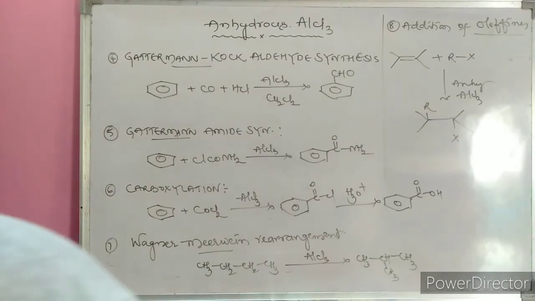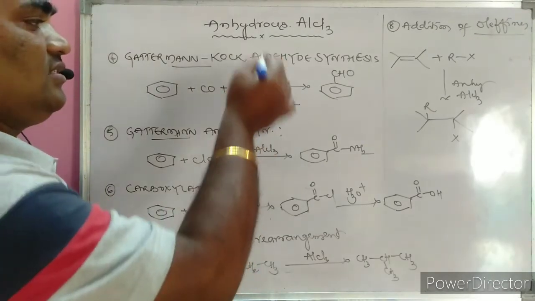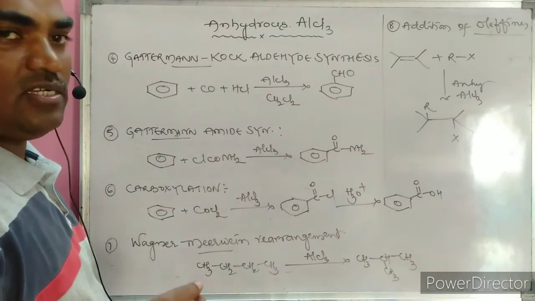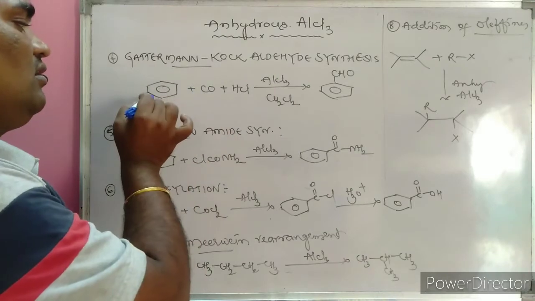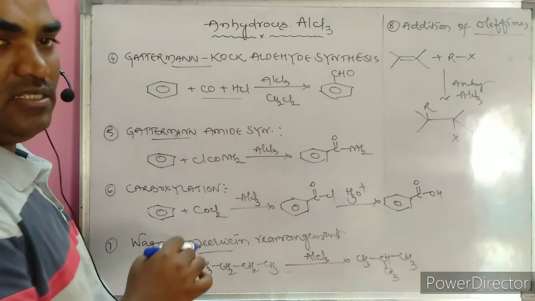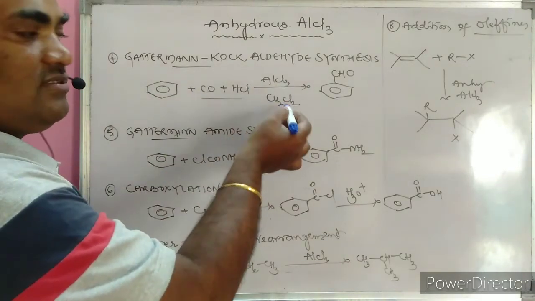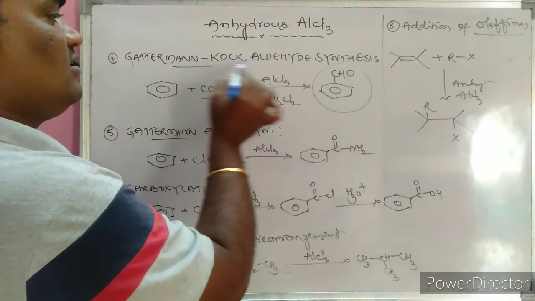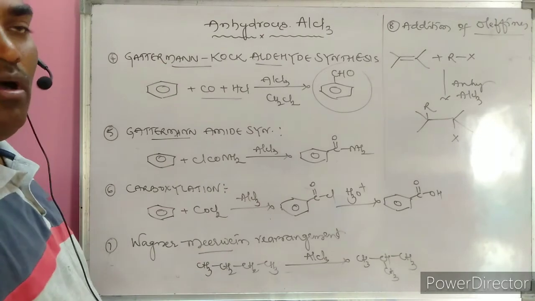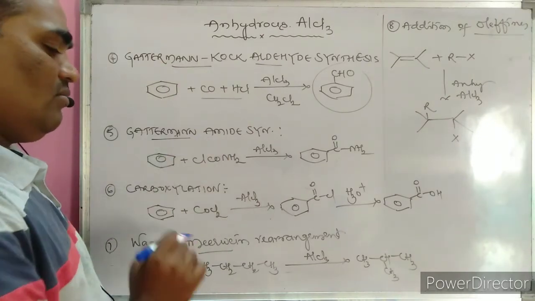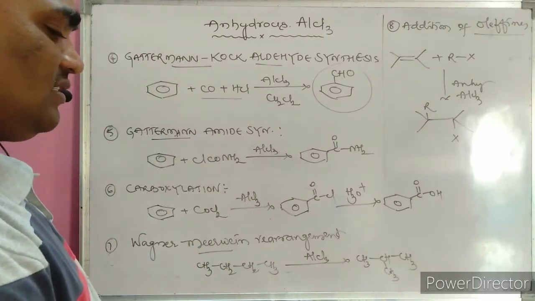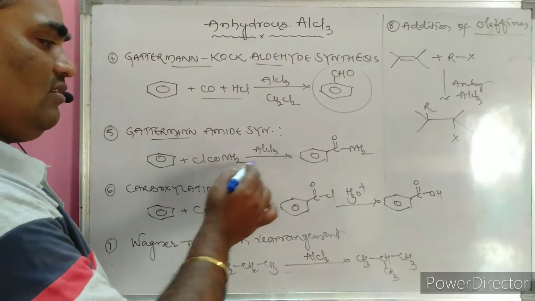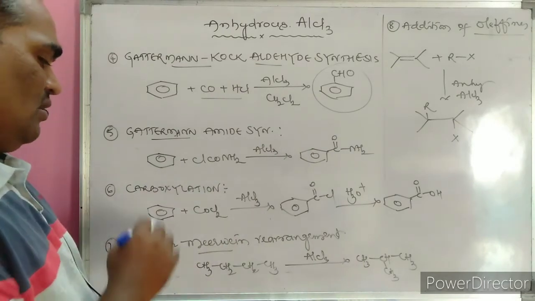Next is the Gattermann-Koch aldehyde synthesis. We are discussing the applications of anhydrous AlCl3 in various named reactions in organic chemistry. Here, benzene reacts with carbon monoxide and HCl in presence of anhydrous AlCl3 and cuprous chloride to form benzaldehyde. That is why it is called Gattermann-Koch aldehyde synthesis. Gattermann amide synthesis is also taken. If carbamoyl chloride is taken, then it forms benzamide.